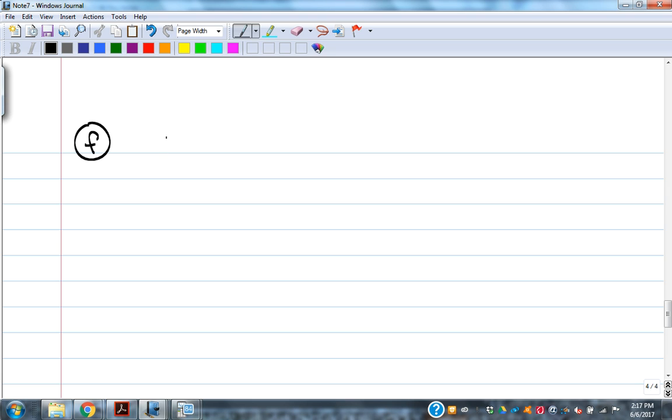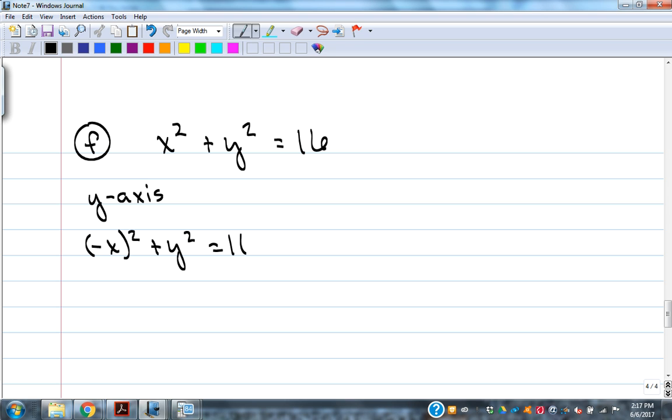Let's say we had x squared plus y squared is equal to 16. So if we're checking for y-axis symmetry, we're going to plug in a negative x and see if it turns out to be the same. Well, that right there turns back into x squared. And what do you know? That turns exactly the original. So it is y-axis symmetric.